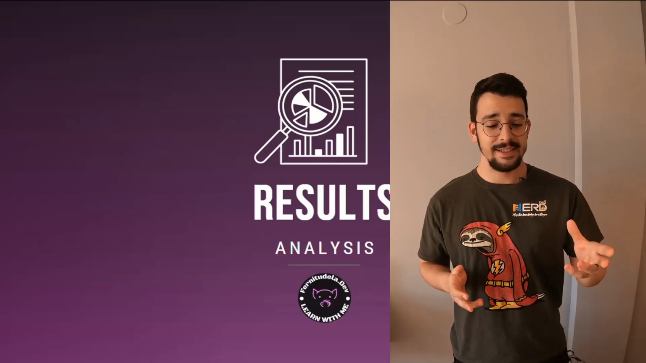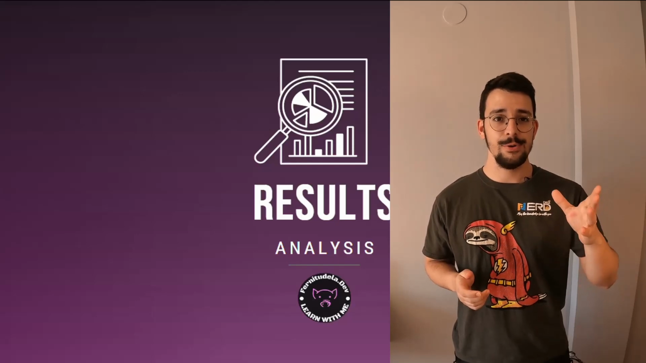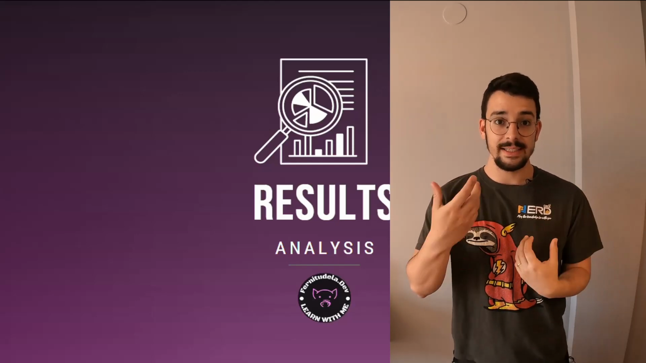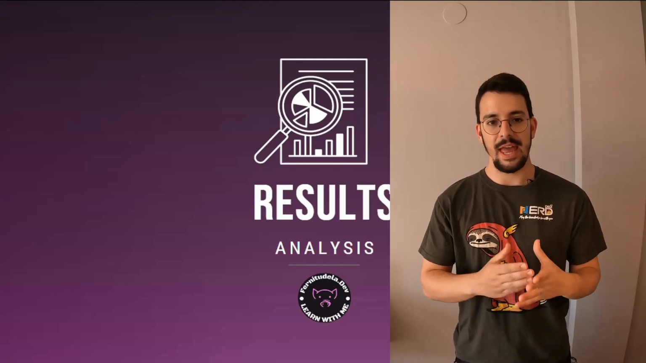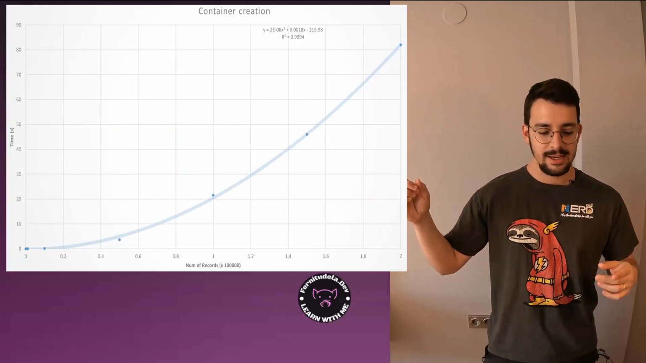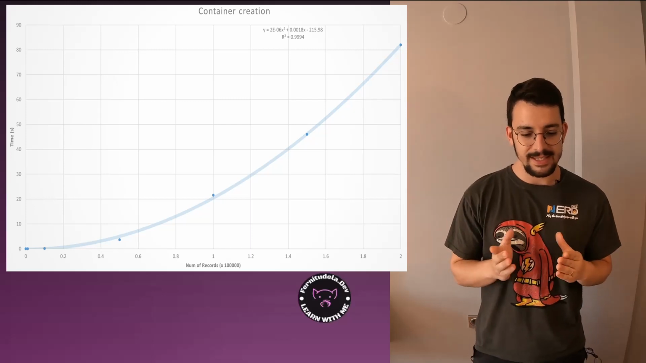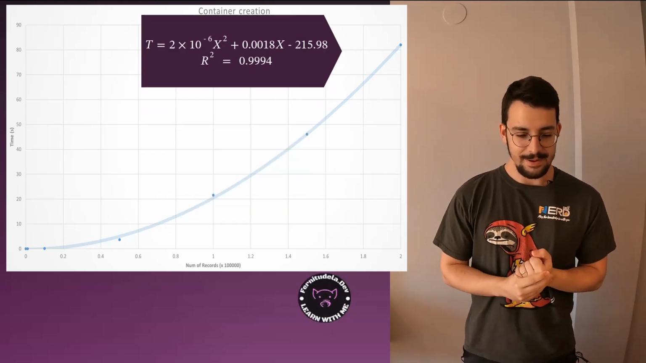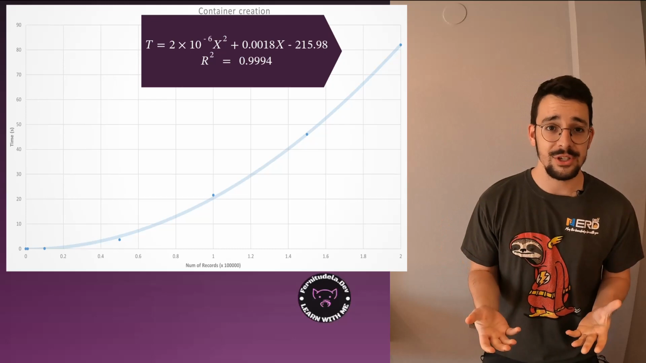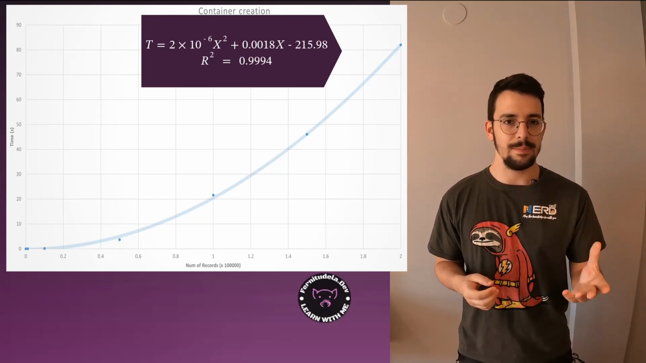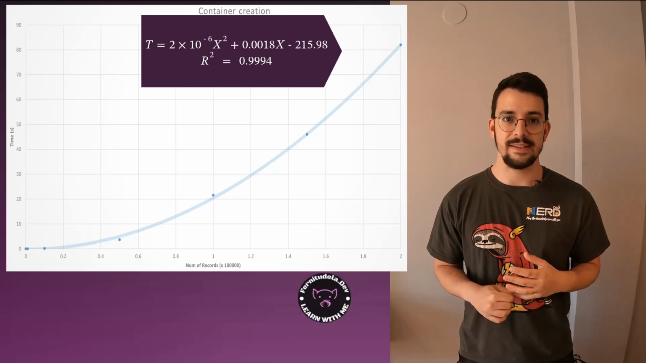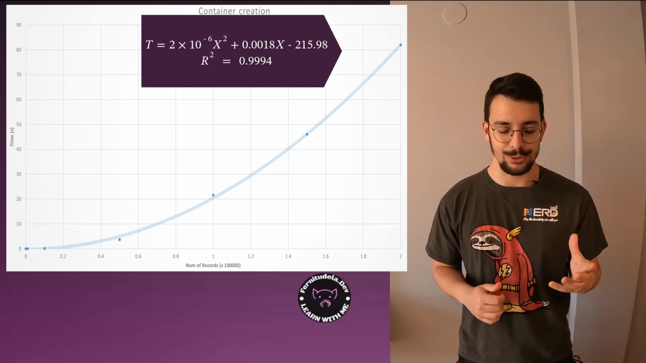Let's start analyzing the time it takes to create or to add n elements, or to create a container with n elements. Here you can see how the tendency is quadratic. And that's very dangerous because it can lead your development to very, very serious issues.